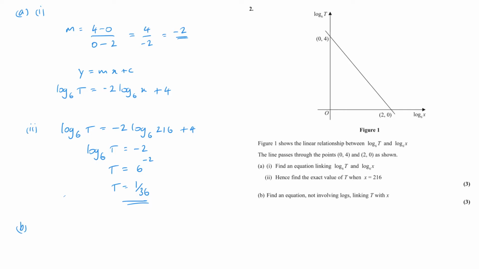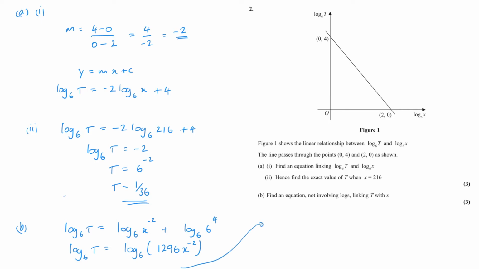Okay, part B is find an equation not involving logs. So starting with our log equation, I'm going to write log 6 x to the minus 2 plus 4 log 6 of 6, because this is just 1. Okay, then I can bring this 4 up. So I'm just going to rub it out there, and that's going to be there. So log 6 t equals log 6 of, now these are added, so 6 to the power 4 is 1296 times x to the minus 2.